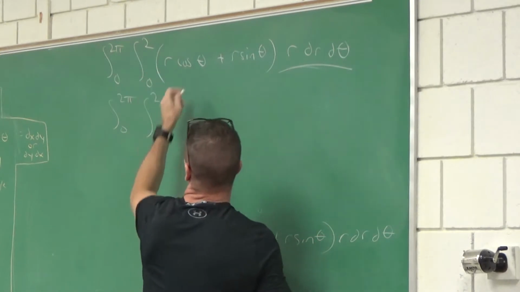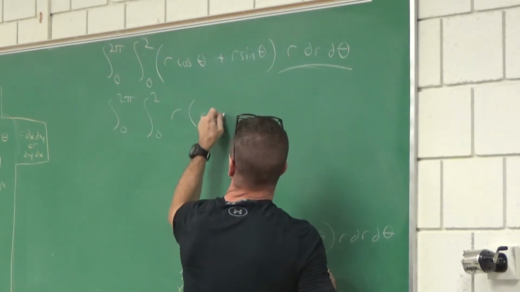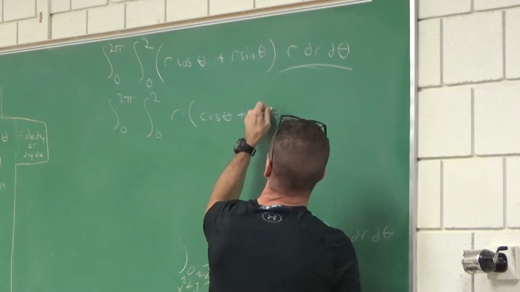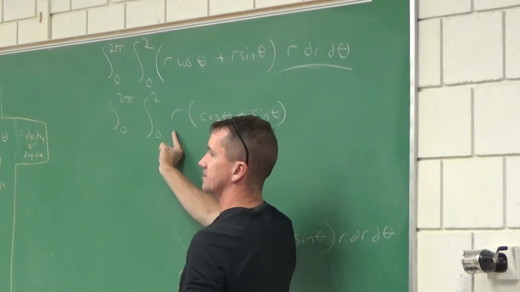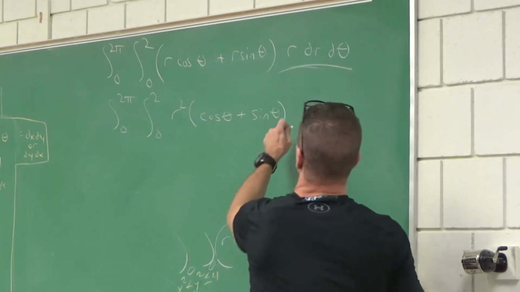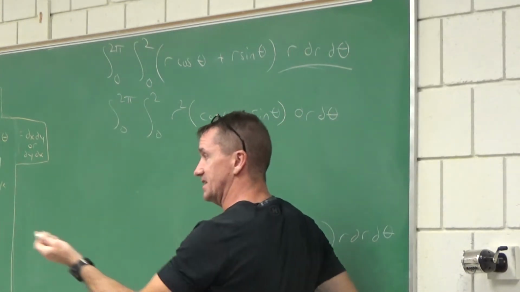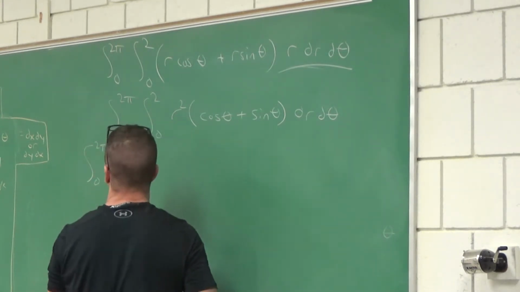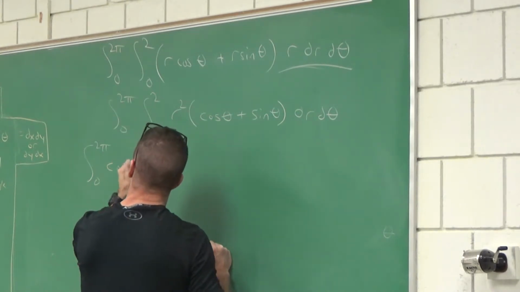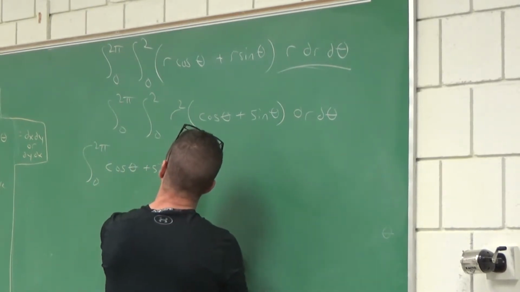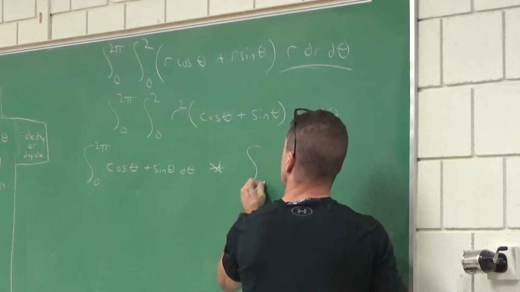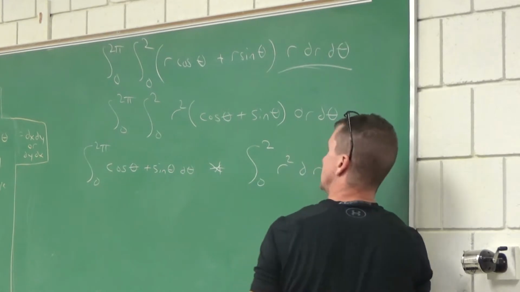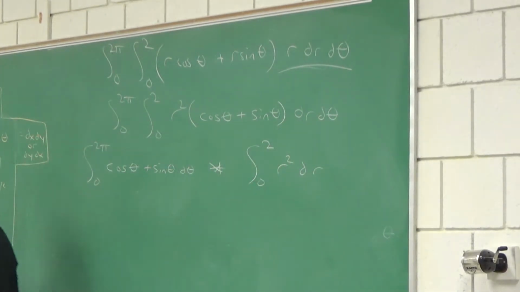That's how I would approach this problem. You factor out an r, what do you have in the parentheses? Cosine theta plus sine theta. Now I can multiply this r to this r, and what do you get? r squared. So then I am going to split this up. I just think it'll be easier. I'm going to do the integral from 0 to 2 pi of cosine theta plus sine theta d theta, and I'm going to multiply that to the integral from 0 to 2 of r squared dr. This is how easy this problem is going to be. Way easier than if we went Cartesian. That's my point. I know you know how to integrate that.